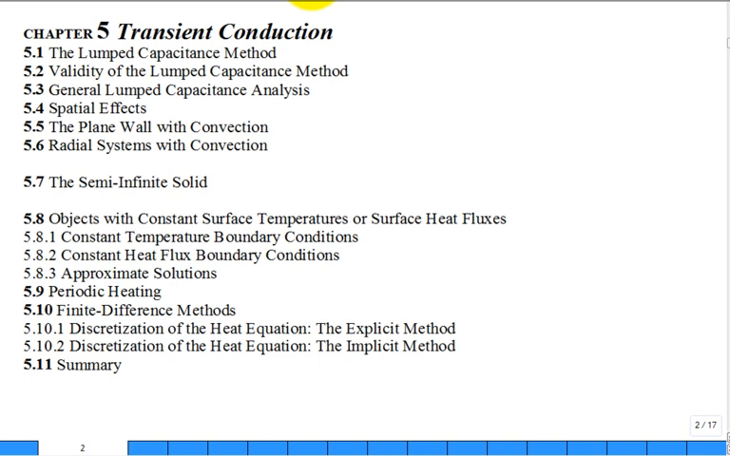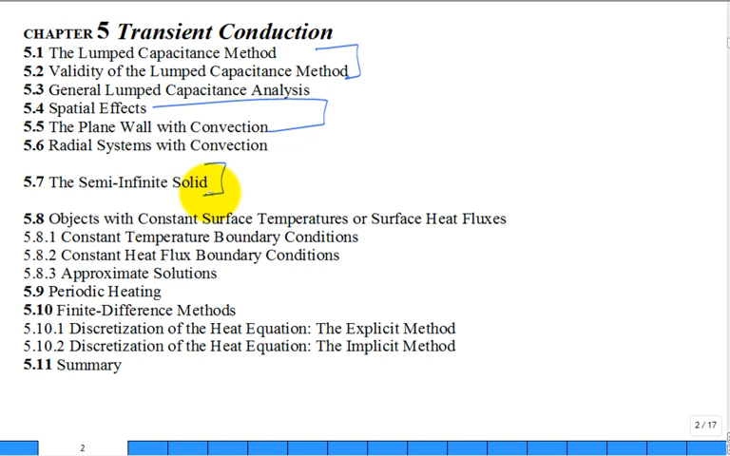So we're in this chapter on lumped capacitance. We talked about transient conduction. We've talked about lumped capacitance before. We also talked about spatial effects. And now we want to talk about the semi-infinite solid. Transient conduction in a semi-infinite solid.